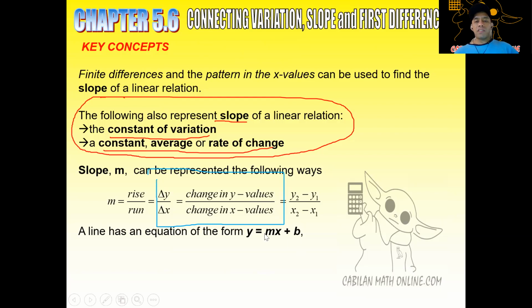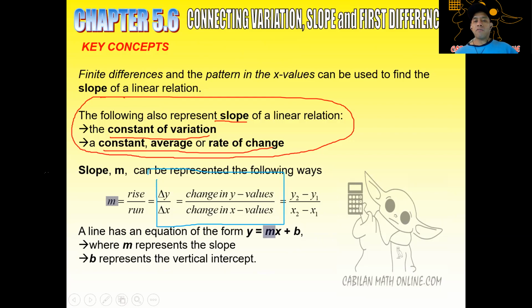Now, remember that what we've seen with this equation in particular is that the m represents the slope, which you've learned to calculate in 2 different ways up until this point, and the b represents the initial value or the vertical intercept. Now, remember the vertical axis is the axis going up and down, which you also knew to be the y-axis.